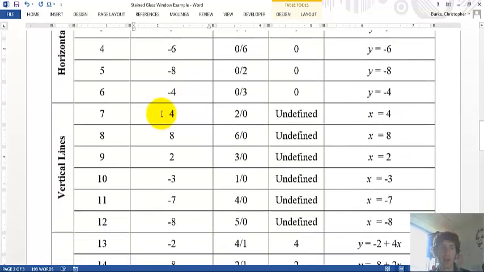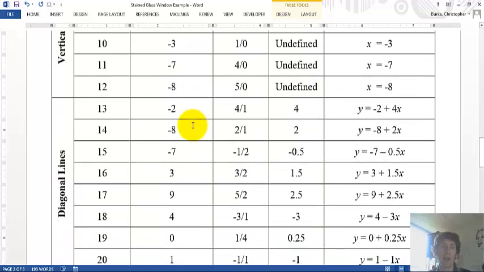My vertical lines, here I must have, again, positive x-intercepts and negative x-intercepts. Along with that, a rise and run which matches the slope, and an equation that matches the slope and the x-intercept. And lastly, diagonal lines.